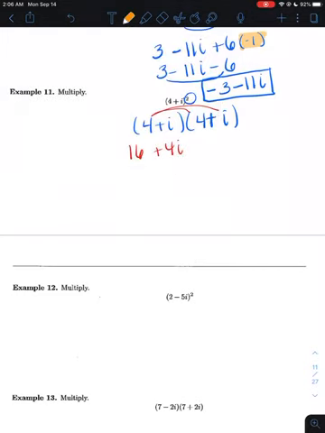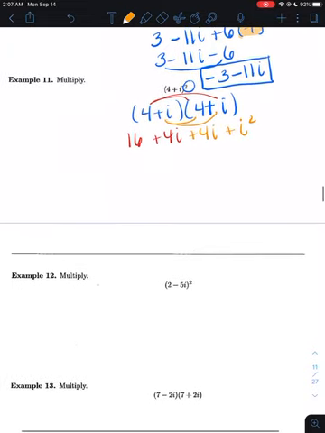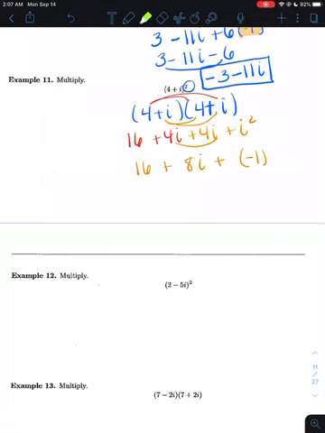Then I'm going to come back and multiply everything in the second parentheses by i. So i times 4 is positive 4i, and i times i is positive i squared. So this becomes 16. Add these two together, you get a positive 8i, plus, remember, i squared is just negative 1. So this i squared becomes your negative 1. I'm going to go ahead and combine the 16 and negative 1 together, and I get 15 plus 8i.